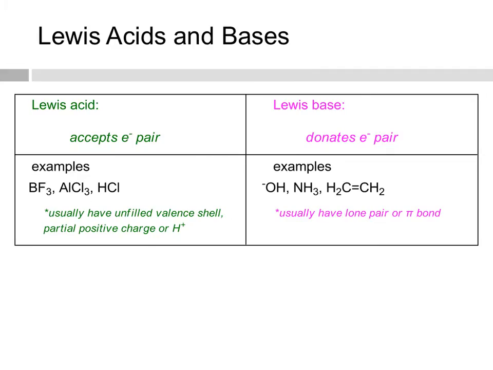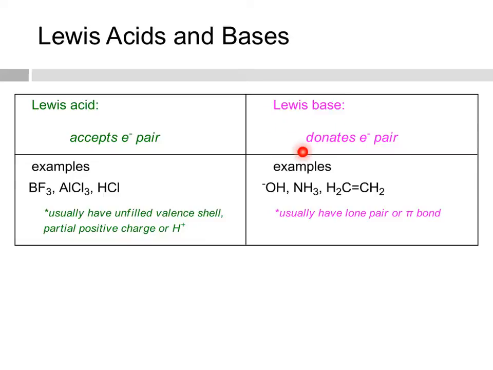Now let's move to Lewis acids and bases. Instead of protons, Lewis acids and bases are going to exchange electron pairs. A Lewis acid accepts an electron pair. A Lewis base donates an electron pair. There are several examples of Lewis acids and Lewis bases. Some of them are boron trifluoride, aluminum trichloride, and hydrochloric acid for Lewis acids. They all have either unfilled valence shells, partial positive charges, or a proton to donate.